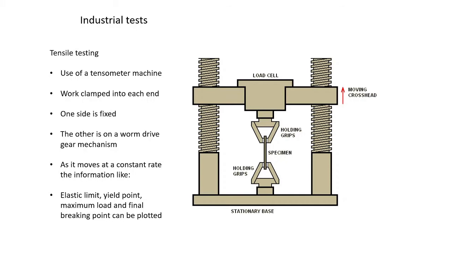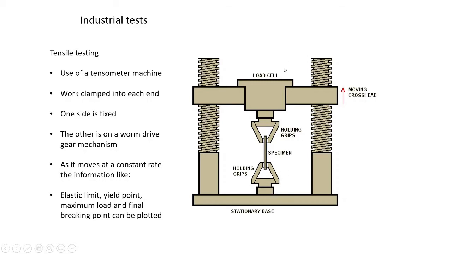So first you've got tensile strength. Here we'd use a tensometer machine. Hopefully you can see my mouse that's appearing on my screen there. The work is clamped into each end. So basically you've got 2 clamps here, 1 and 2. Work is clamped in place. This part here, the stationary base, doesn't move.